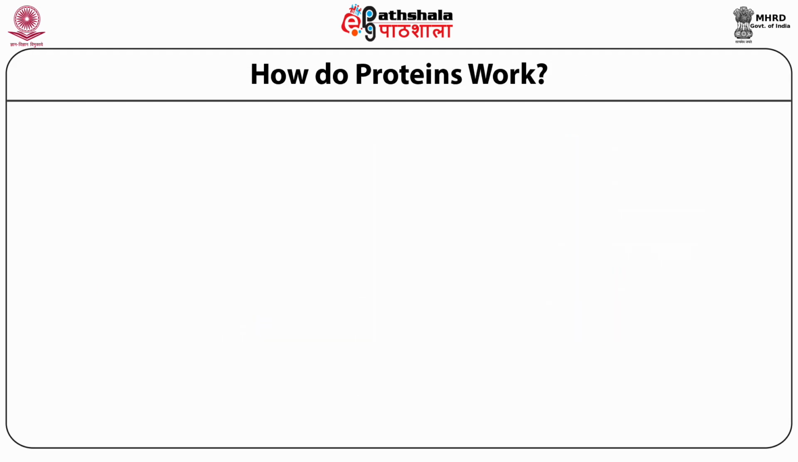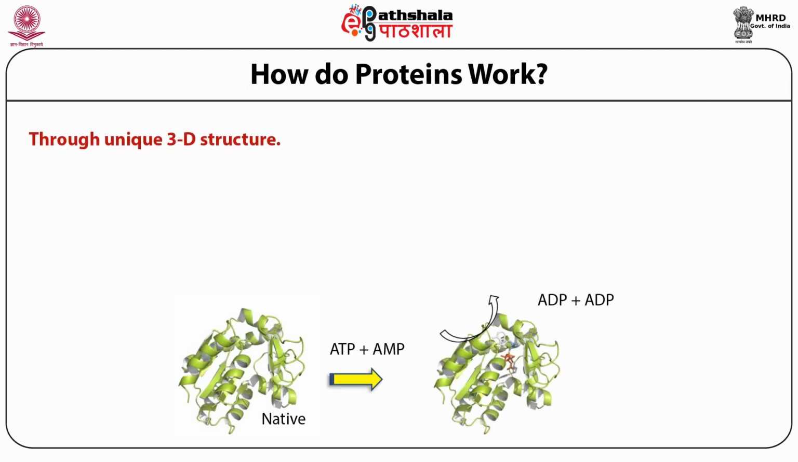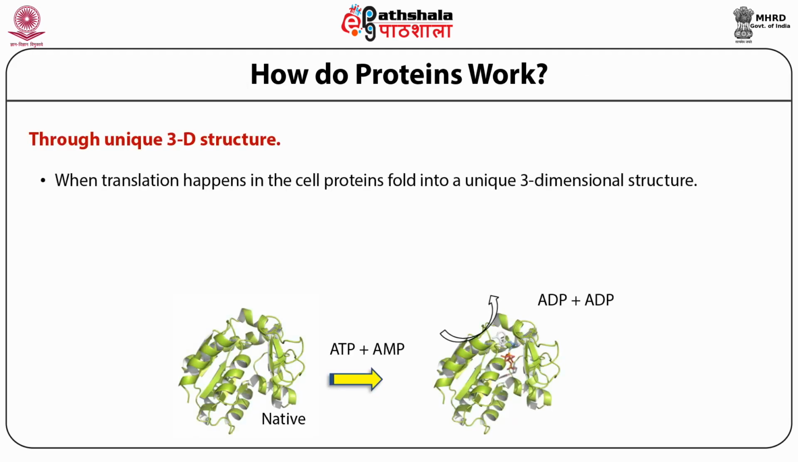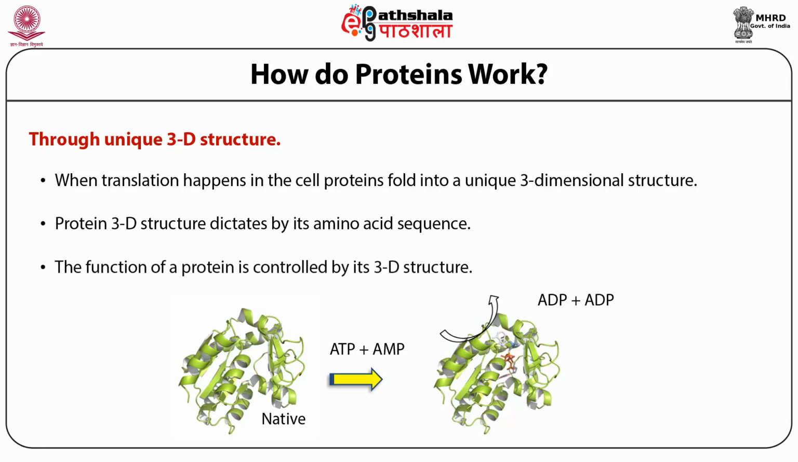How do proteins work? Proteins work through a unique 3D structure. When translation happens in the cell, the protein folds into a unique three-dimensional structure. Each kind of protein will fold into its own three-dimensional structure. The 3D structure mainly depends on the amino acid sequence, and the function of a protein is controlled by its 3D structure.